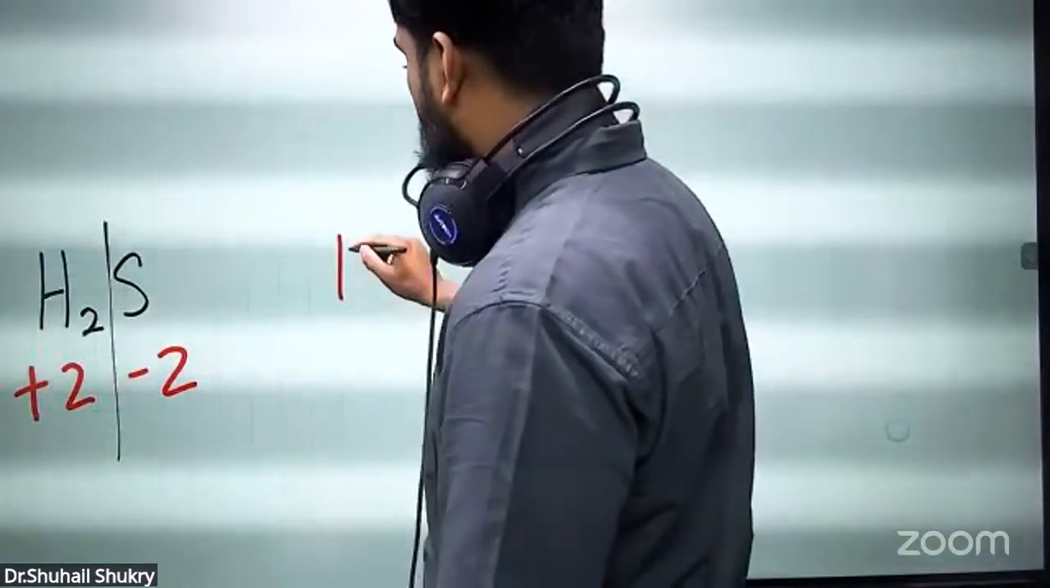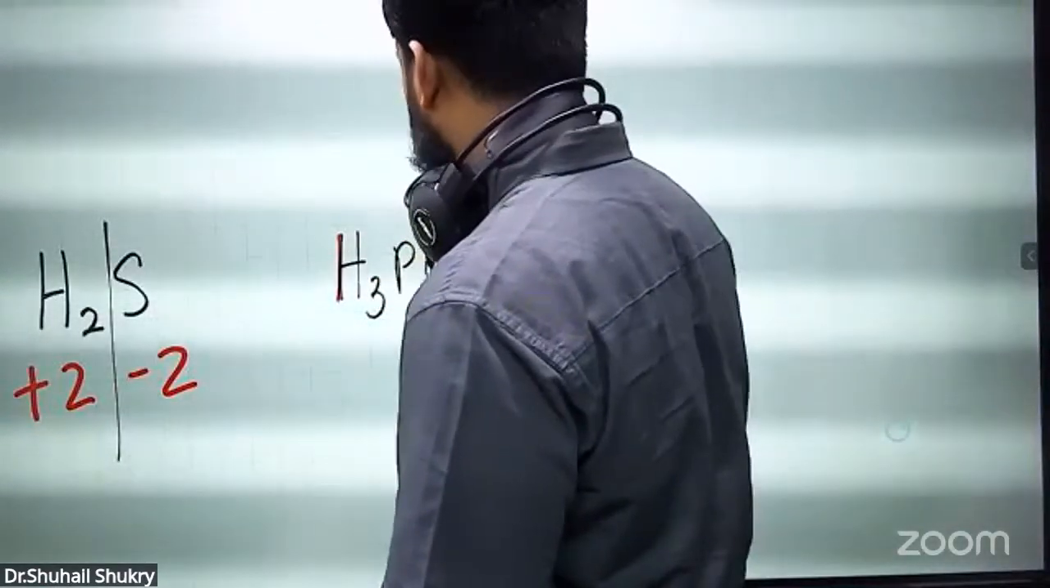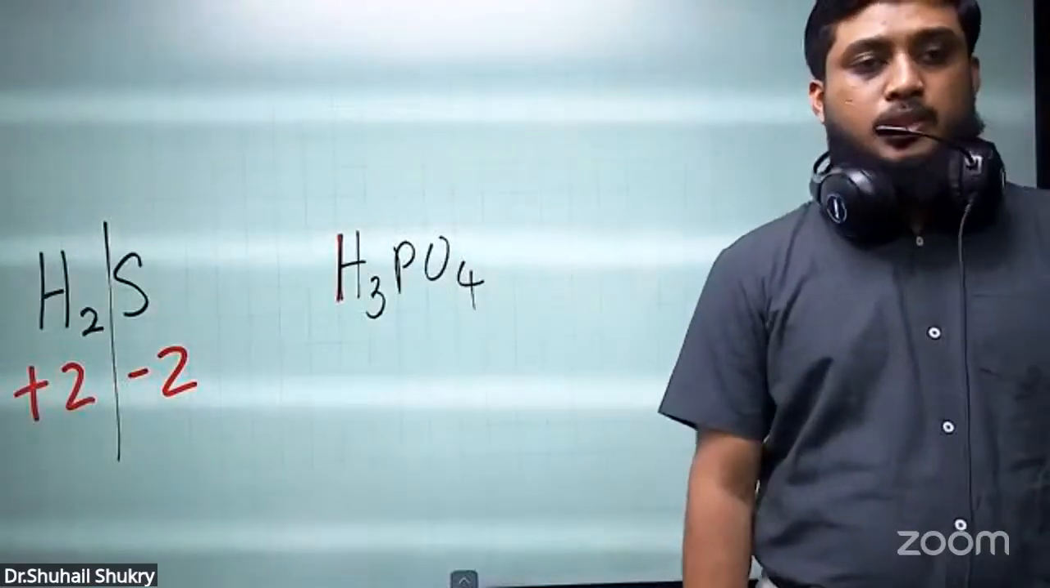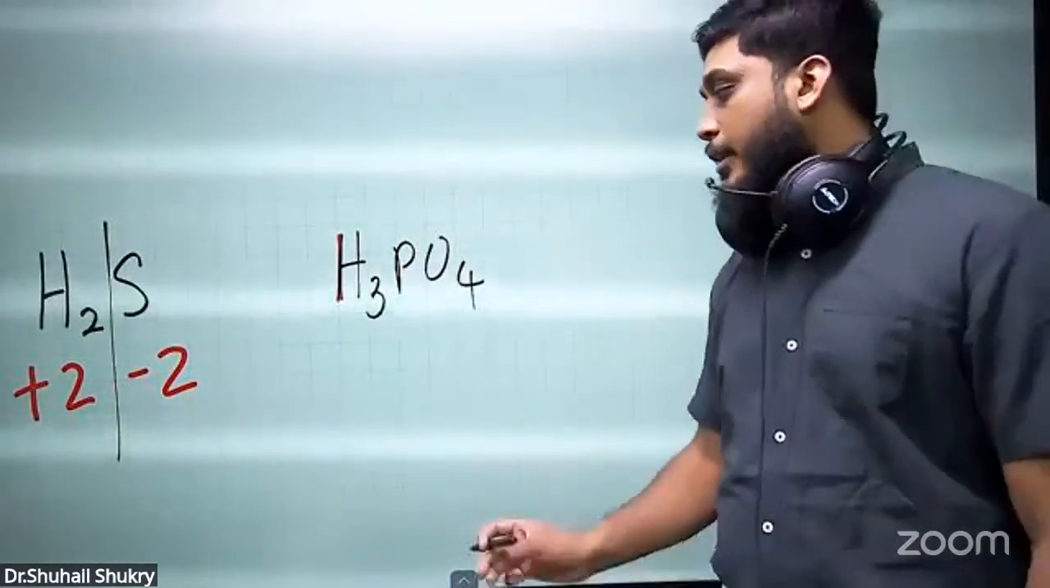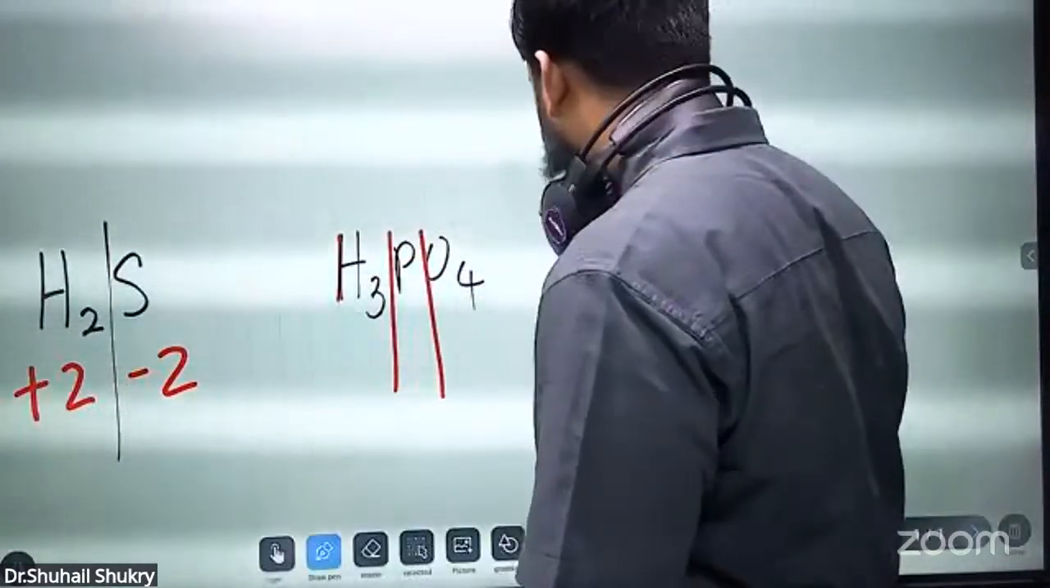Now I'll give things with three. H3PO4. I have to find the phosphorus oxidation number. They're asking you to find the phosphorus oxidation number. Then I have to divide for how many boxes? 1, 2, 3. I have to divide for 3 boxes like this.